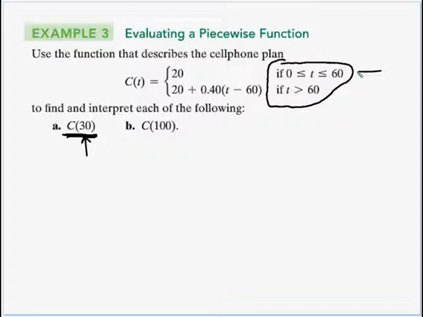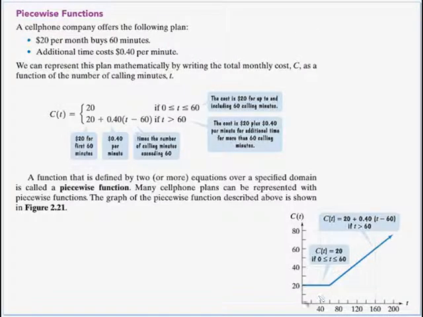30 fits in this range between 0 and 60, so we would plug 30 in for the variable t over here. But notice there is no variable t to plug our 30 into. So we would just write c of 30 is equal to 20. No matter what number between 0 and 60 we put in, there is no variable to replace, so those all have the same output of 20. And that's the flat part of the graph. Anywhere between 0 and 60, you're at a height of 20 on the y-axis.